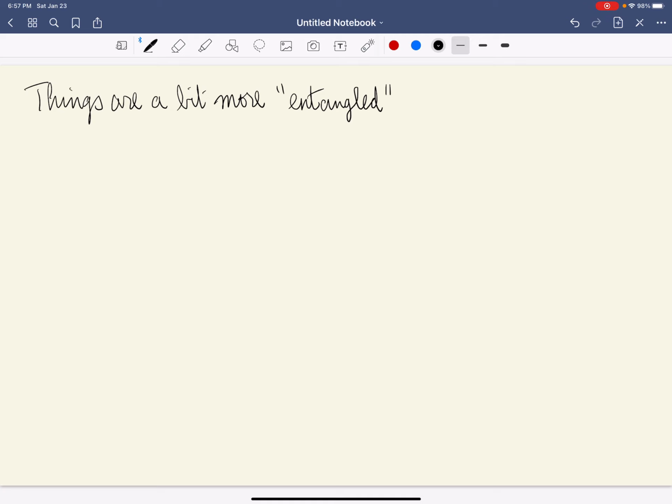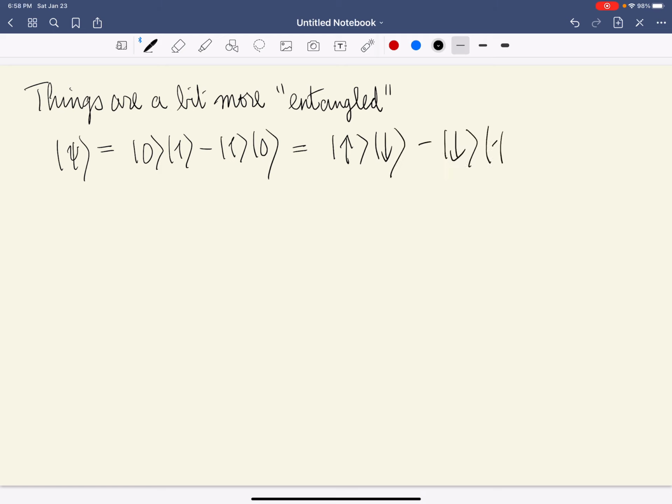Okay, so let me show you what happens if the state that you had prepared was in an entangled state. And I'll give you the simplest possible example of an entanglement: 0, 1, minus 1, 0. Okay, so that's the spin singlet state that I talked about in the previous video. If you like the spin language more, then this is up, down, minus, down, up. The state of the spin known as the spin singlet.